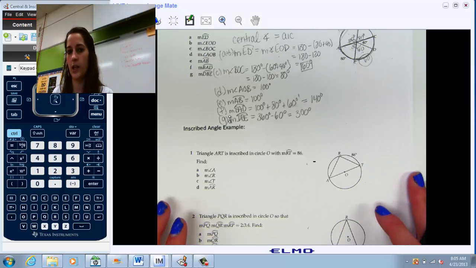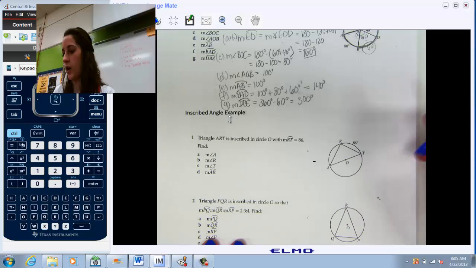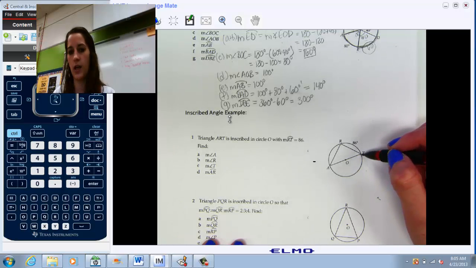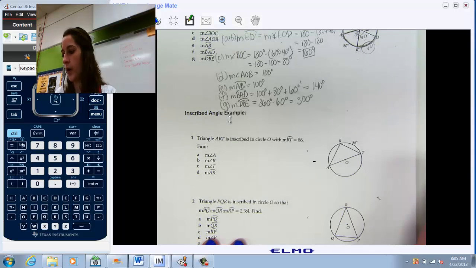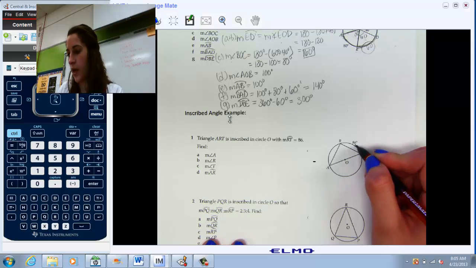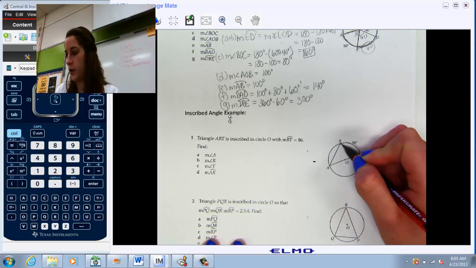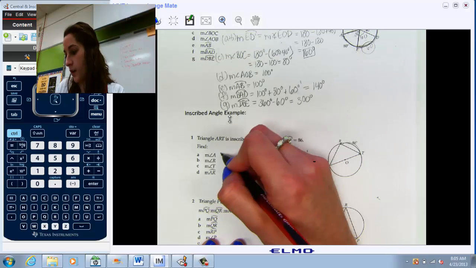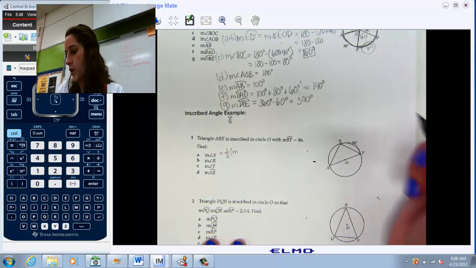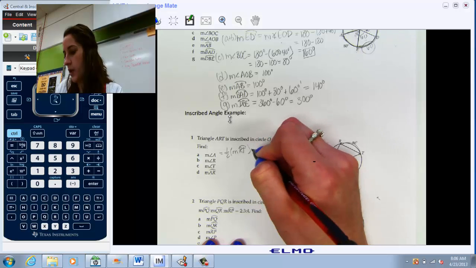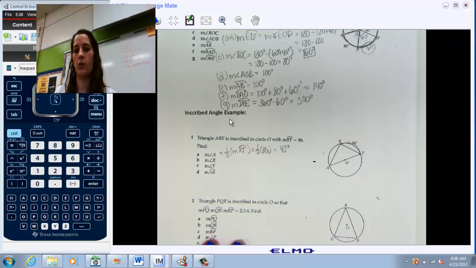So let's take a look at the inscribed angle example. So we have triangle ART inscribed in circle O with the measurement of RT 86 degrees. Find the measure of angle A. Well, we know that an inscribed angle is equal to 1/2 that of the intercepted arc. This angle intercepts this arc. So the measure of angle A is just going to be 1/2 that of the measure of RT, which makes it 1/2 of 86 degrees, which gives us 43 degrees.